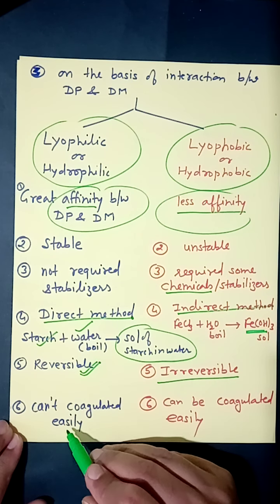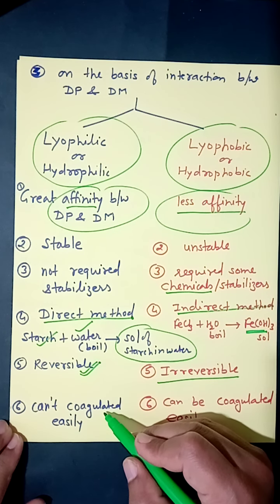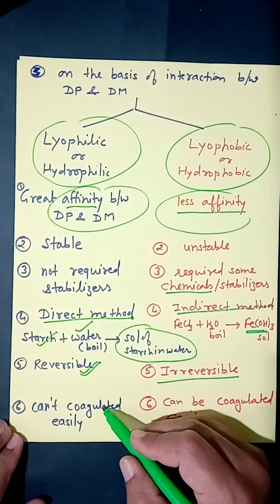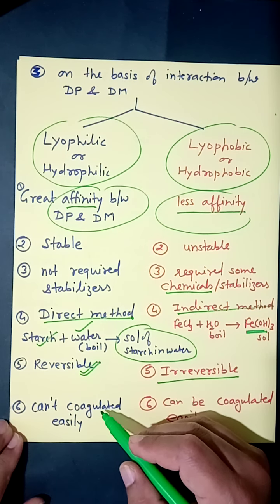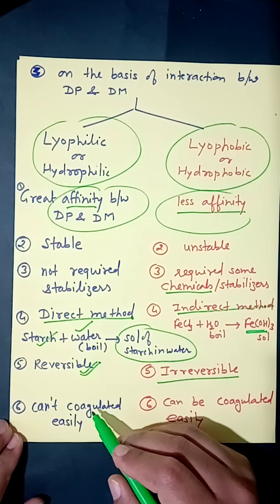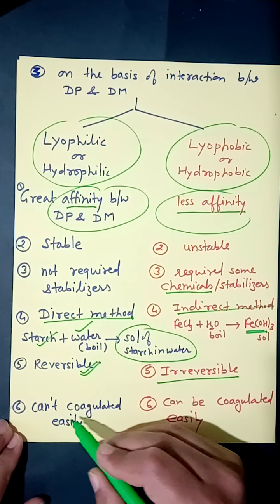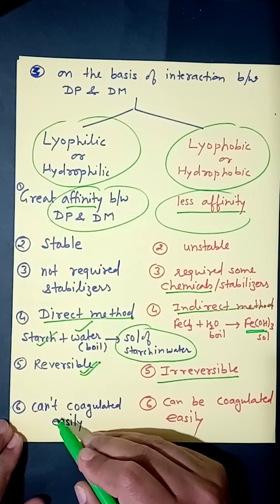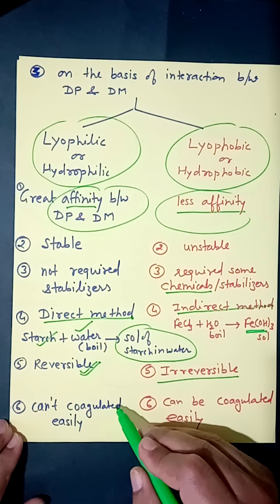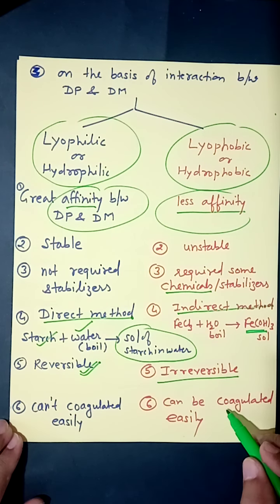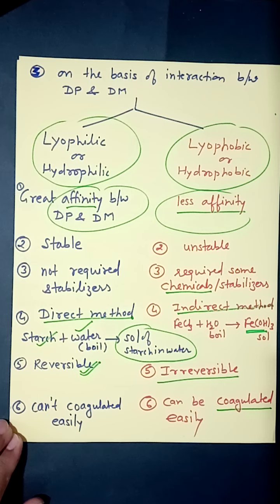They can't be coagulated easily. Coagulation means precipitation. Precipitation means the colloidal particles further collide with each other, aggregate with each other, and convert into precipitate. This property is known as precipitation or coagulation. Because they are stable, they cannot coagulate easily, but because they are unstable, they easily collide, they easily aggregate, and they easily convert into precipitate, which is also known as coagulation.